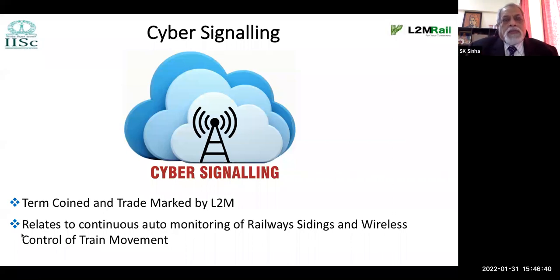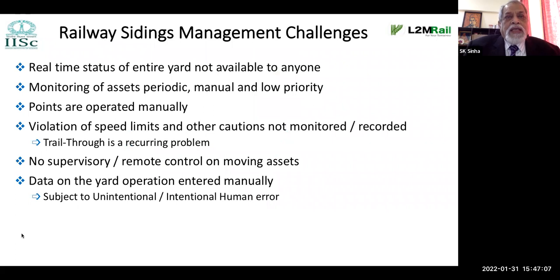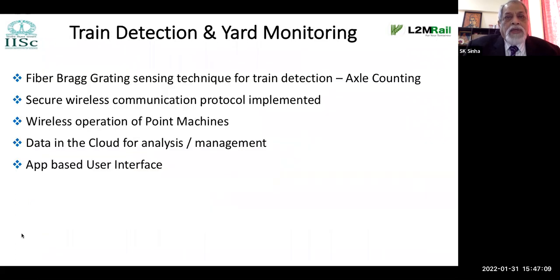Another project that we have taken up, we call it cyber signaling. This is basically for management of private railway sidings. Railway sidings are the most neglected aspect of any railways anywhere, though that is where the railways earn their money, because all the goods are loaded and unloaded in that area. Then there is another part of the railways which I will show you here.